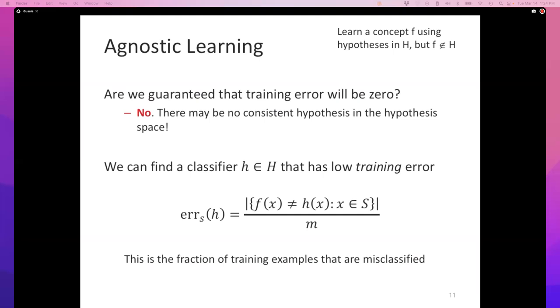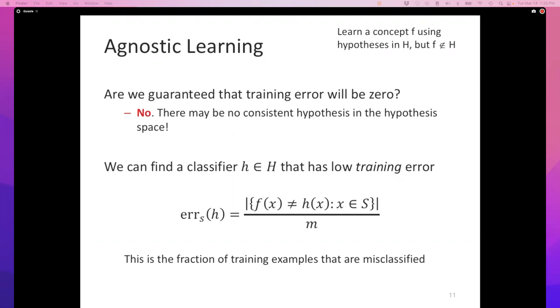Remember, the training error is simply the number of mistakes that the hypothesis makes. The training error of a hypothesis, H, is the number of mistakes it makes on the training set divided by the number of training examples. So it's the fraction of training examples that it got wrong. Conceptually, we could enumerate every possible classifier that exists in our hypothesis class and find the one that has the lowest training error.